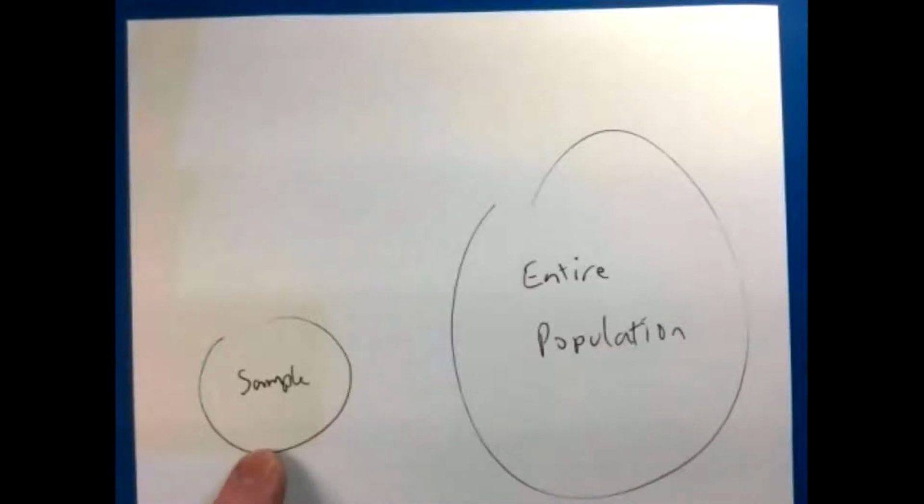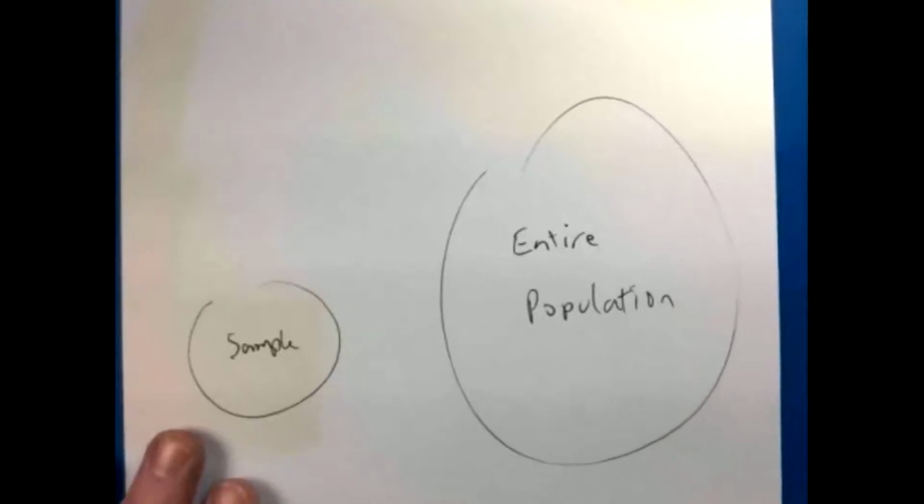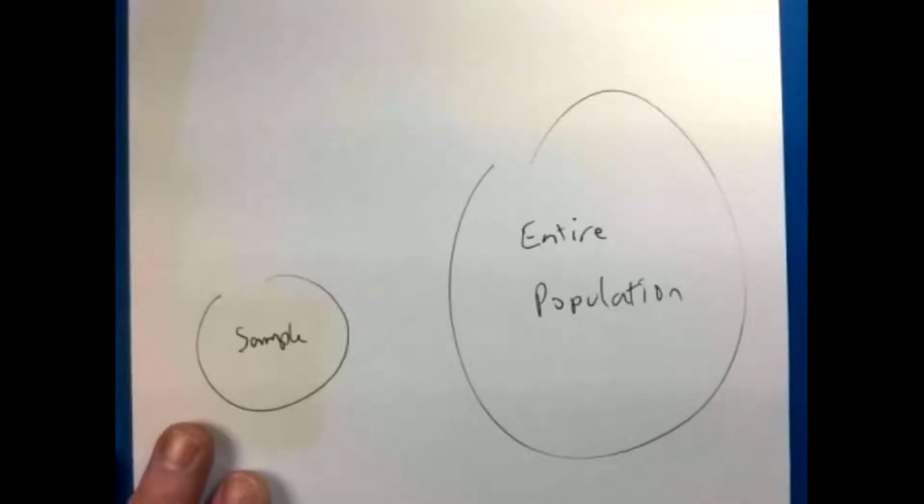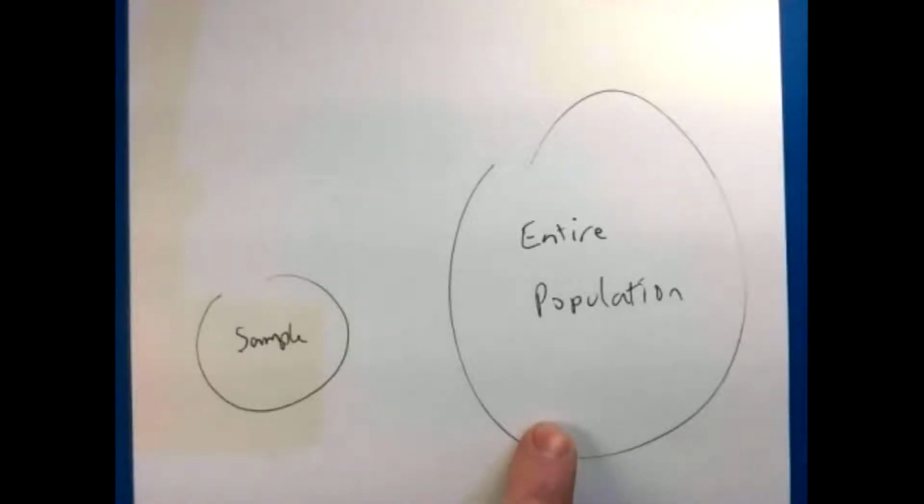Now, sampling is done for being more efficient, but also there's some things you can't do. It's impossible to do 100%. It's impossible to get the whole entire population of the planet, all 7 billion people, to take your vaccine and see if it works.